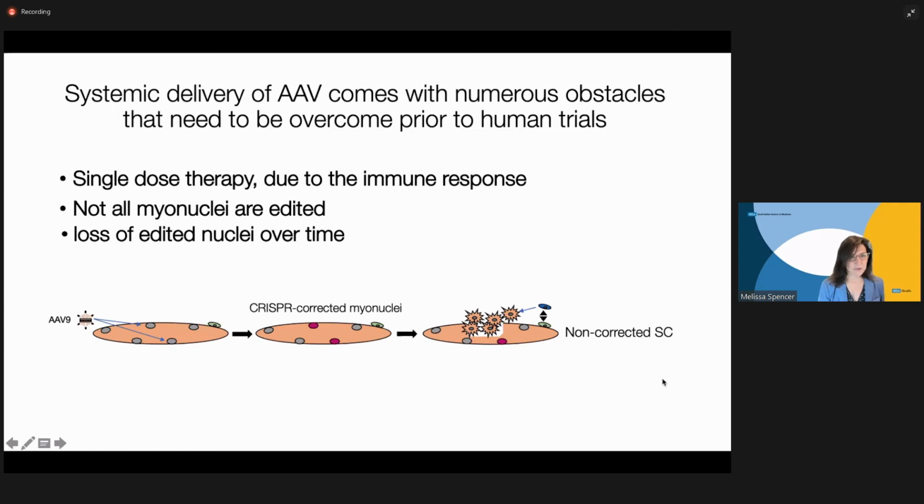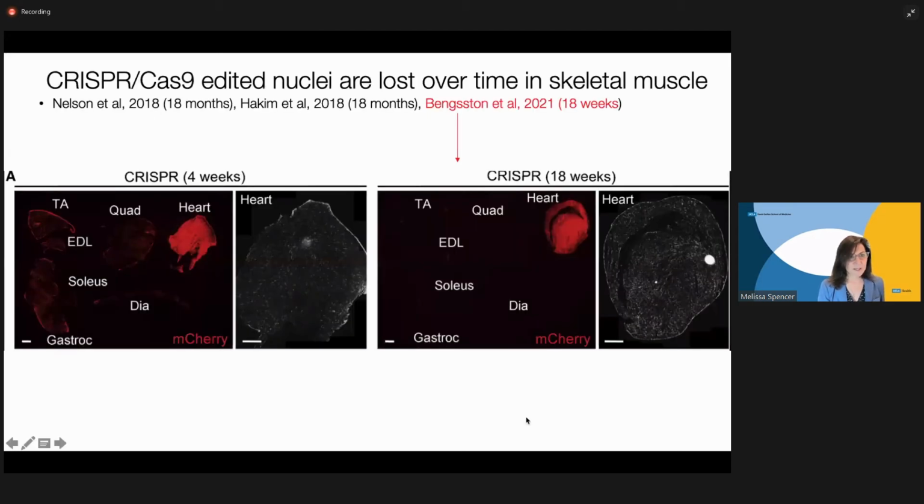And especially in a dystrophic muscle that hasn't reached the threshold of dystrophin that's needed to protect the membrane, you're going to lose those corrected nuclei pretty quickly. And there's evidence for this in the literature. There were 2 studies that looked at mice over 18 months, and then a recent paper by Jeff Chamberlain's lab that showed that over 18 weeks, you've already lost a lot of the edited nuclei in skeletal muscle, but not heart.